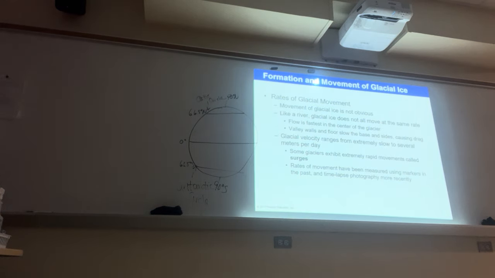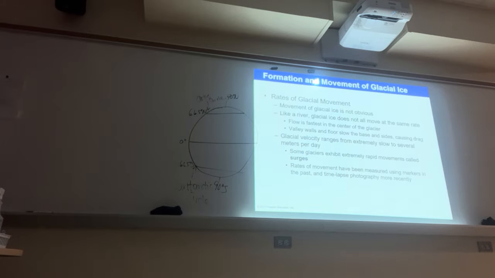They can also serve as channels for meltwater, so that can rapidly fill the crevasse and move forward down the mountain. All right, movement of glacial ice is not obvious. Like a river, glacial ice does not all move at the same rate. Flow is fastest in the center. Valley walls and the floor slow the base and sides, causing drag.